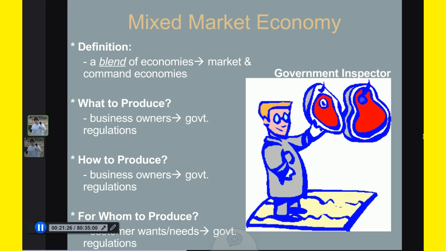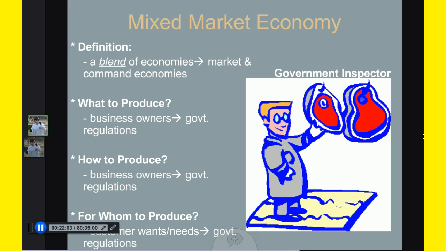So when it comes to what to produce, business owners get to decide what to produce, but oftentimes the government regulates what the businesses can produce. How to produce something, once again, business owners get to decide how to produce something, but the government sticks its nose in there in order to prevent companies from making products that are unsafe or could possibly hurt its customers, us. And the last question, for whom to produce, depending upon what the customer wants and needs, that determines for whom the company is making the product.